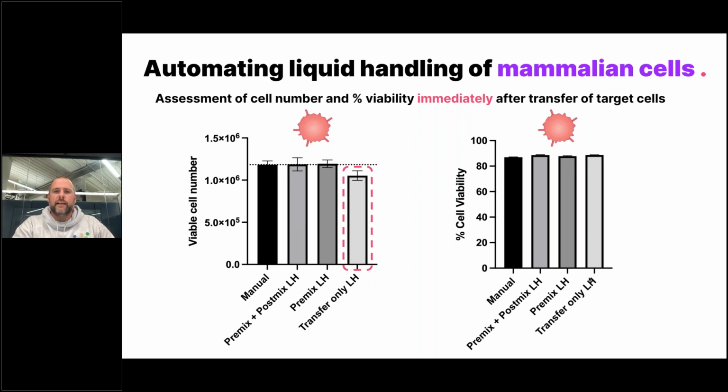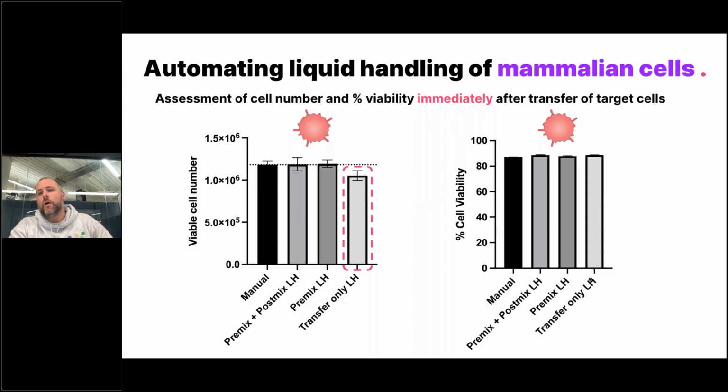Summarizing the data, there seemed to be no difference in the cell number and percentage cell viability when comparing the manual and automated experiments, providing they're well mixed. This was an initial assessment of the target cells, as we thought the automation may drastically impact cell viability immediately. However, we needed to do further work to test within the context of the assay time window of 2 to 3 days to see if this was true.